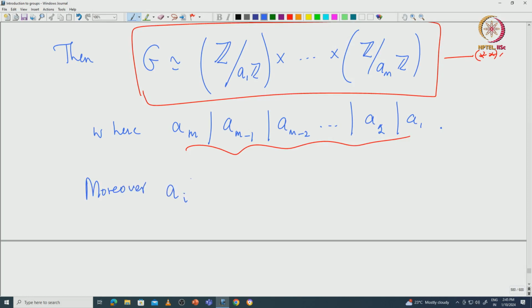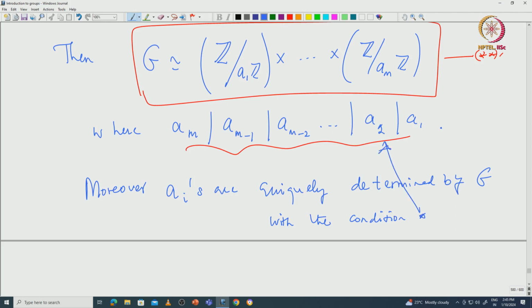Moreover, these a_i are uniquely determined by G with the condition star. So you will be able to rearrange the prime power orders so that you can actually write am divides am minus 1 and so on, a2 divides a1.